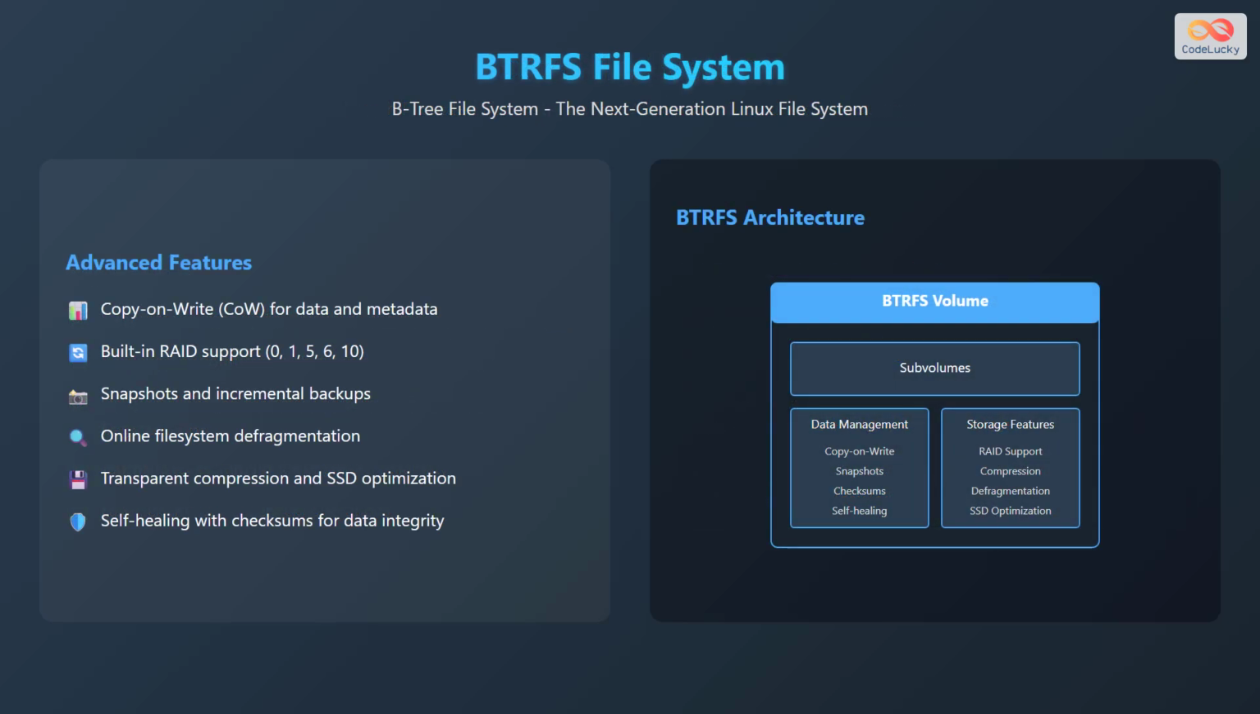Let's take a look at BTRFS, which stands for B-tree file system. It is considered the next generation Linux file system. It has features like copy on write, which is abbreviated as COW, for data and metadata. It provides built-in RAID support for levels 0, 1, 5, 6, and 10. It also supports snapshots and incremental backups, online file system defragmentation, transparent compression, SSD optimization, and self-healing with checksums for data integrity.